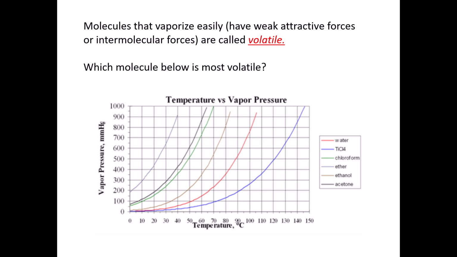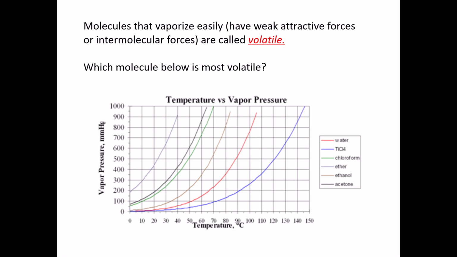The term volatile is used to describe those substances that vaporize easily. So volatile doesn't really mean explosive or even flammable. It just means it creates a lot of gas. Now that gas might be flammable, and that might be something to worry about, but the word volatile is really just talking about how easy it is for a substance to vaporize, and really how weak are its attractive forces, or intermolecular forces.